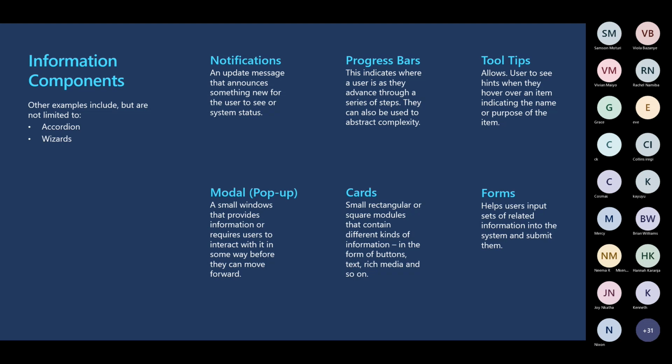And then other components that I can talk about is an accordion. This is like a drop-down. Yeah, it's like a drop-down. You just click on it, a button that you click on, and then it expands to show more information. And then the wizard, I explained it earlier.